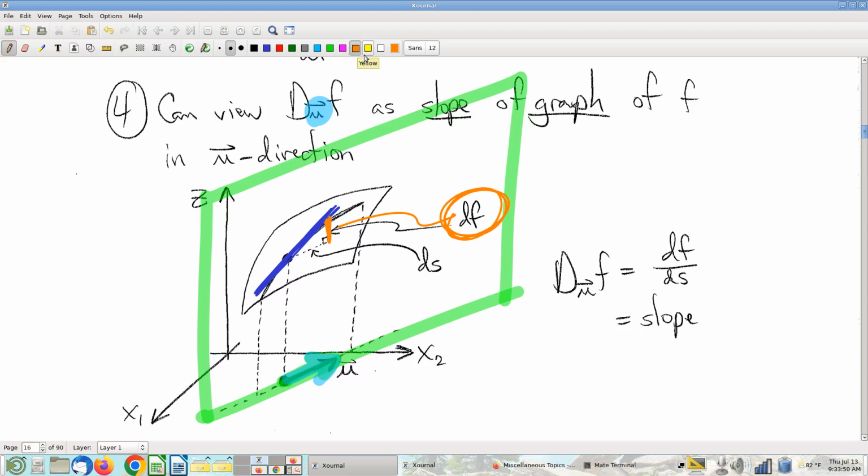I'll use the red, fine, okay. The run being how much distance have I moved in the direction of the u vector. So when we say df/ds, just take a look here. df/ds, that over that, is the slope of the graph, but df/ds, previously noted, is the directional derivative. So the directional derivative is the slope of the graph. Nice little point of view there. Everybody comfortable with that? Okay.